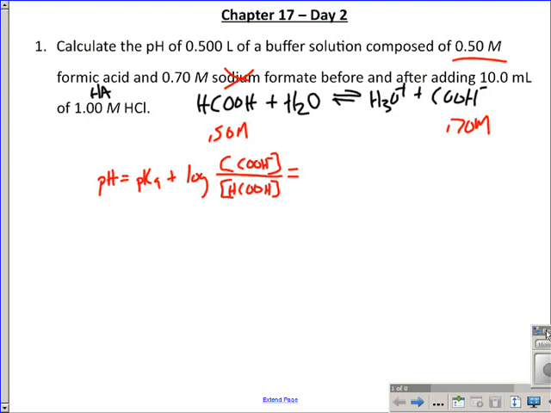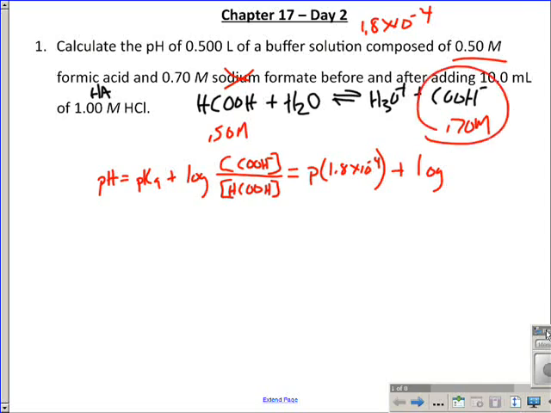Now the Ka, which is something that we'd have to go into Appendix D and look up. So if I look in Appendix D, it says formic acid is 1.8 times 10 to the negative fourth. So that's got to be something I get from Appendix D inside the book, or it'll be given in the problem. In this case, it wasn't given, so I'm going to take the pKa of that, 1.8 times 10 to the negative fourth, and that's going to be added to the log of, remember, this is my base, so that goes on top here.